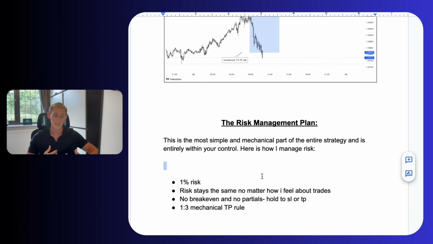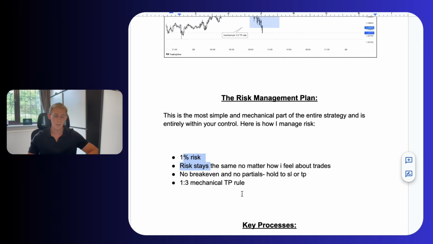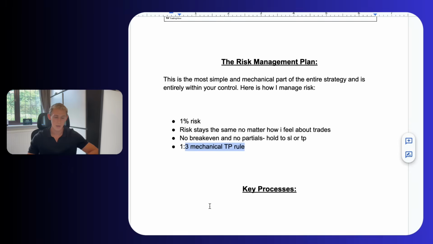But the thing with this is that the trades that you're more confident in may be the losers in a sample, and the trades that you are less confident in may be the winners in a sample, right? So the market really doesn't care about how you think or feel about the trades. So I stick to the same risk on every single trade. Always 1%, no break even and no partials, and 1 to 3 mechanical TP.